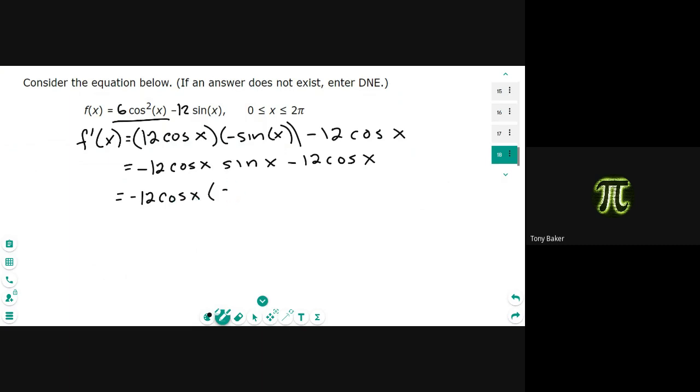Can I take a negative 12 cosine x? Yeah. All right, so we're looking at where they wanted it increasing and where it's decreasing. So we need to know where this equals 0. That is in essence what we need to do next. So equals 0.